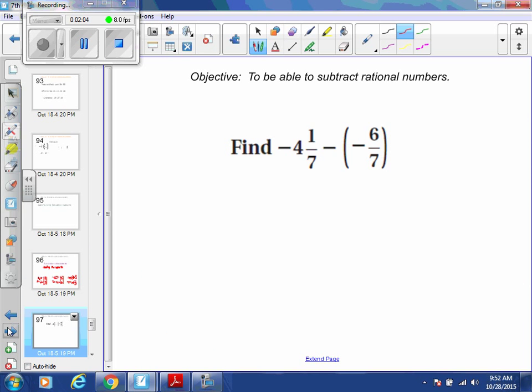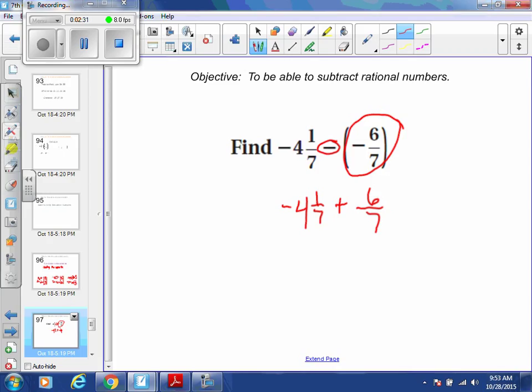All right, now we get to apply this. I know you're so happy about this. We get to apply this to fractions and decimals, whereas before we were just doing subtraction with integers. So instead of subtracting this, I'm going to turn the subtraction into adding. And I'm going to take the opposite of what comes next. The opposite of negative 6 sevenths is positive 6 sevenths.